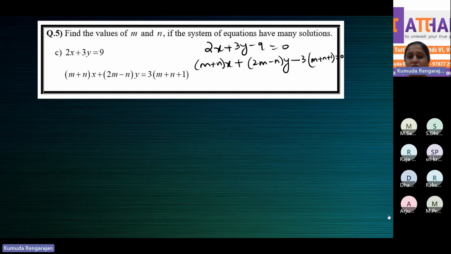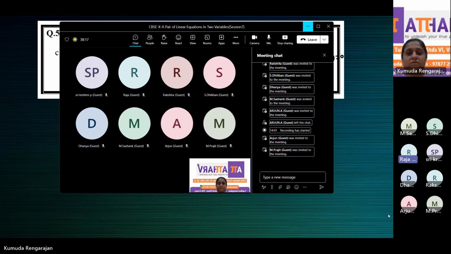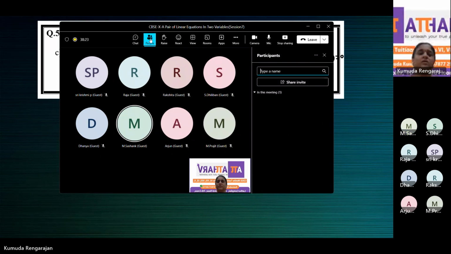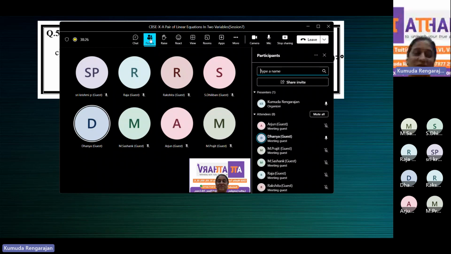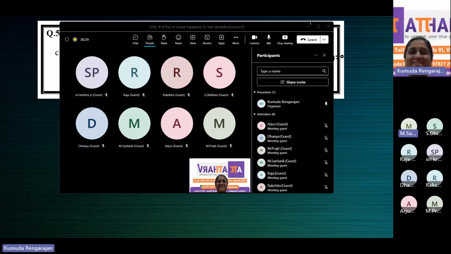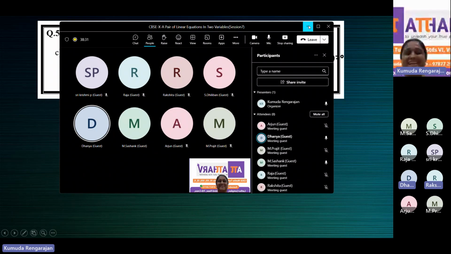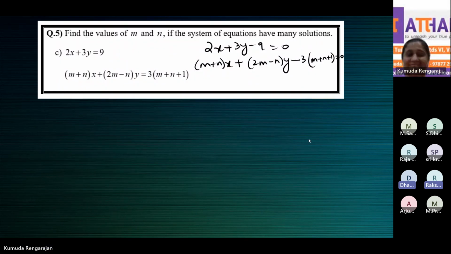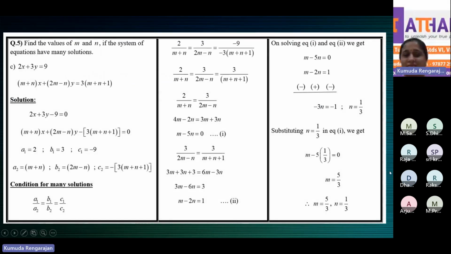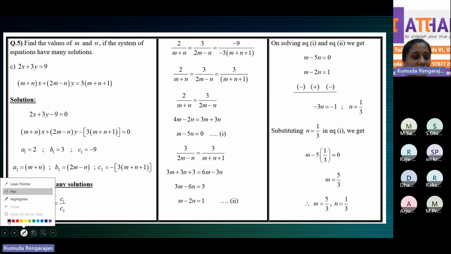Yeah, what are the values of m and n, children? Ma'am, n is equal to 1 by 3 and m is equal to 5 by 3. Oh, the answer for the last one, now we have got it? Yes, ma'am. I got 1 by 3 and 5 by 3. 5 by 6, Danya? 5 by 3, ma'am. Okay, let's see. 1 by 3 and 5 by 3. Yeah, perfect. Very good. Please check your answers, children.